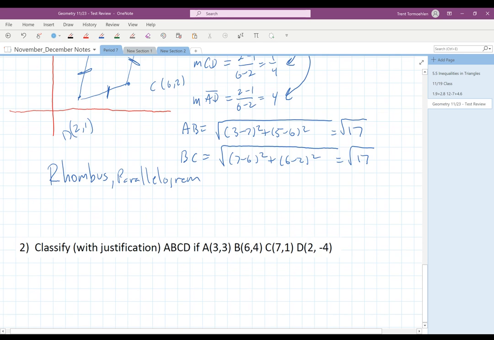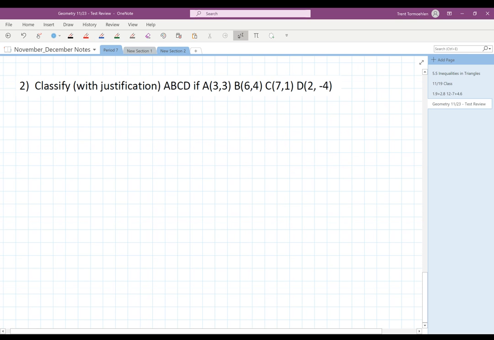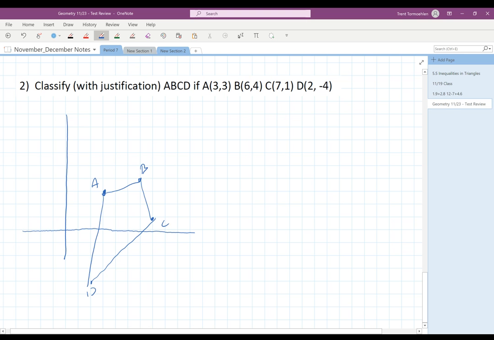All right, to look at another one, we start out the same way where we graph our points. So we have 3, 3, 6 over 4 up, 7 over 1 up, and then 2 over negative 4 down. And you have to determine, does this have a specific name? And so we start by, again, calculating slopes.